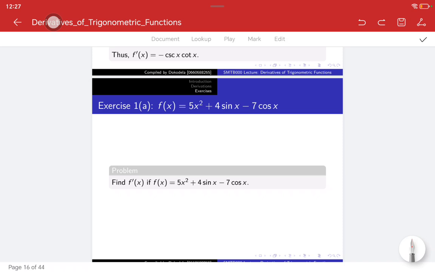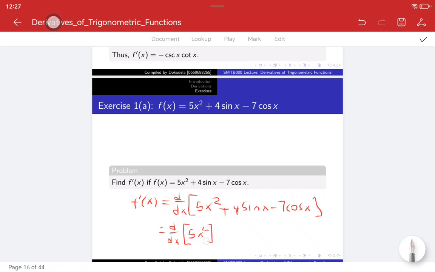So what you're going to do here, you're going to introduce the derivative here. So here's how you're going to do this one. You have f prime of x. If I introduce derivative here, d over dx, I'm going to have this f prime of x. Then I introduce d over dx here: 5x squared plus 4 sin x minus 7 cos x. Then what I was going to have here is this d over dx on each of these expressions, right?